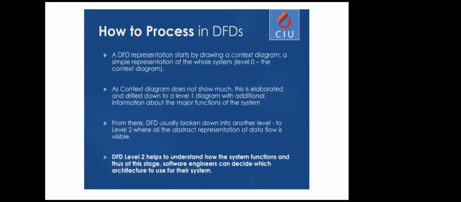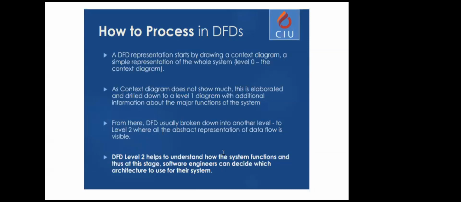A DFD representation starts with a context diagram, which I already mentioned, also called level 0 DFD. Once you have done it, you break down the process into a more complicated structure where you show the relationships more and more with the external entities. Each division is only done on the process, so the processes can generate more processes or more data storage.